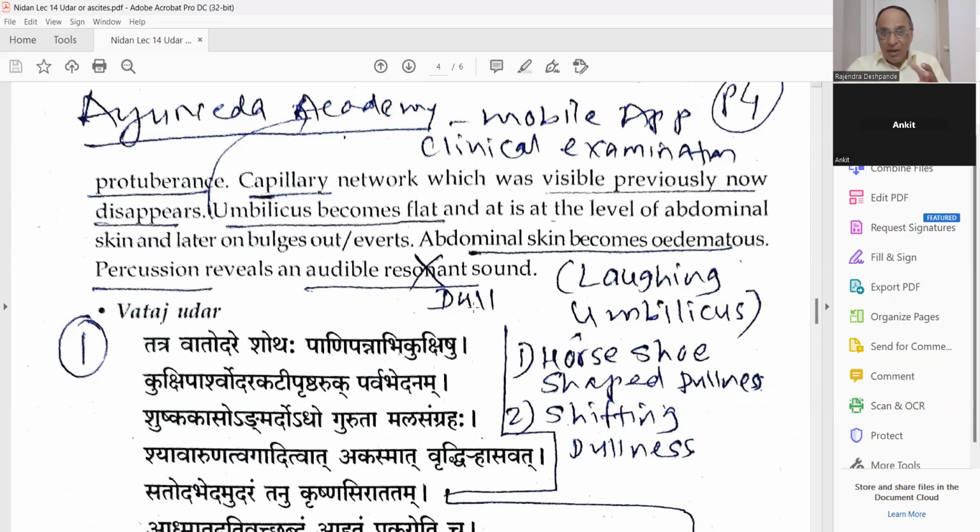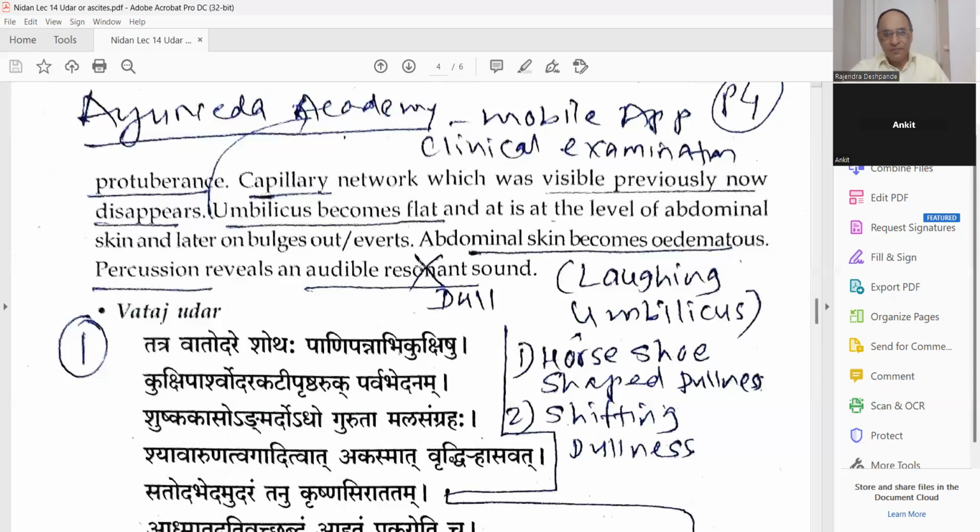I have already explained about the mobile app, clinical examination, but you write down these two names: horseshoe shaped dullness, and another word, shifting dullness. Sorry, I will not explain here. Please check the app; you will see all these things. Now, this is a printing mistake, so I have made this cross. No resonant note. It is abnormal.